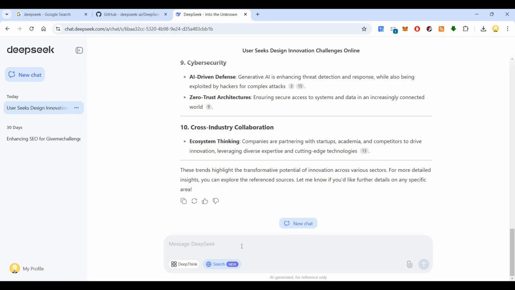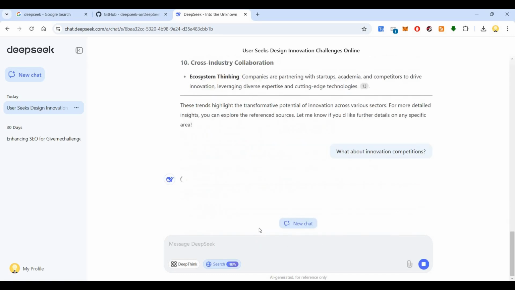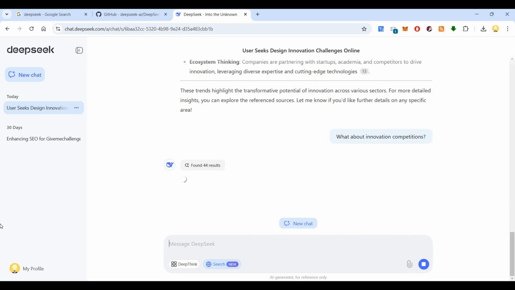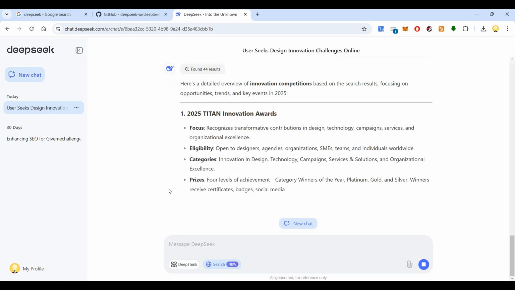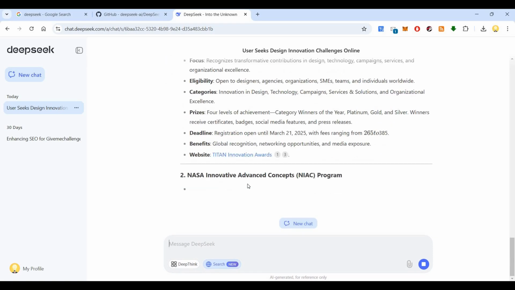So let me ask, what about innovation competitions? All this is free. So ChatGPT, there is this time limit, where after you query with a certain number of records, then it will have a time bound limitation.